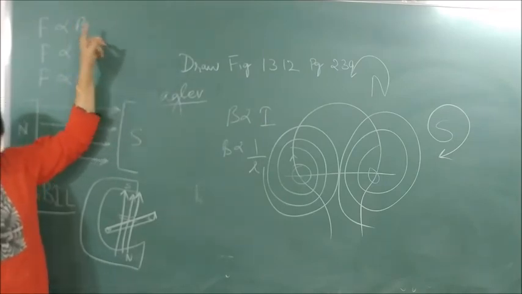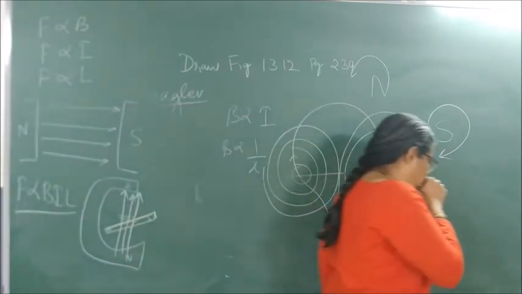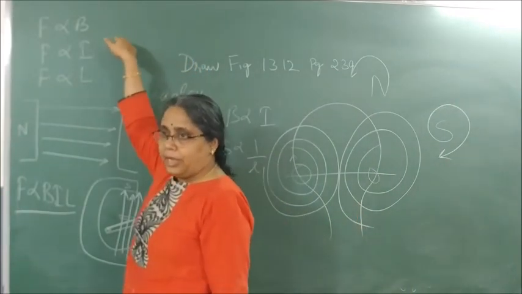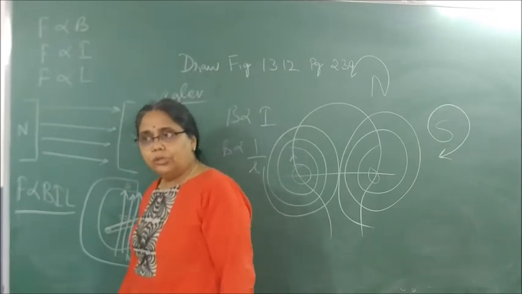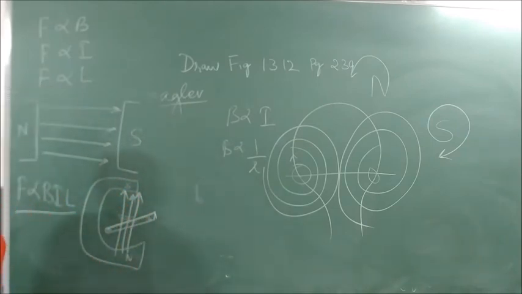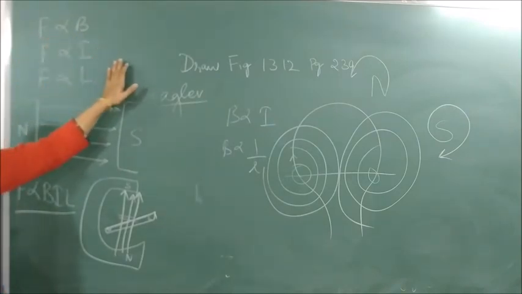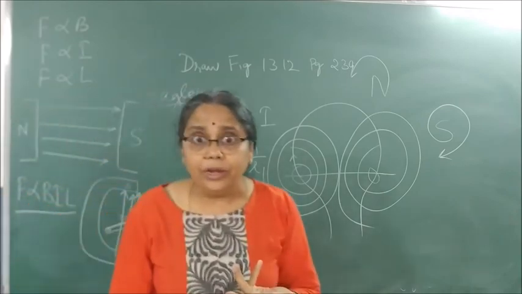Till now we were studying only B. Magnetic field due to a straight conductor, I and R. Magnetic field due to a circular wire: B is proportional to I, B is proportional to N, B is inversely proportional to R. Magnetic field due to a solenoid: B is proportional to I, B is proportional to N, B is also proportional to the nature of material. Now we are seeing force. Force is proportional to magnetic field, force is proportional to current, and proportional to the length of the conductor. Is the experiment clear?